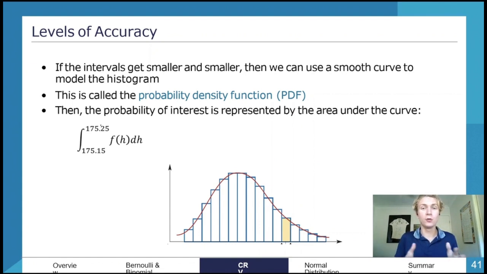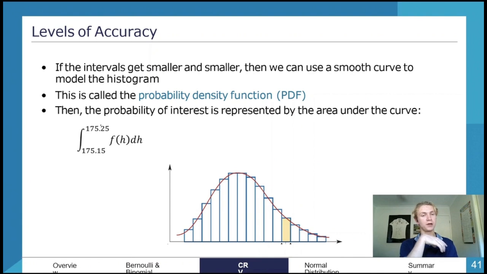Then what do we get? Well, what we get are probability density functions that describe these continuous random variables. We call these probability density functions, which is also known as PDF. Then the probability of interest is represented by the area under the curve between those 2 points.